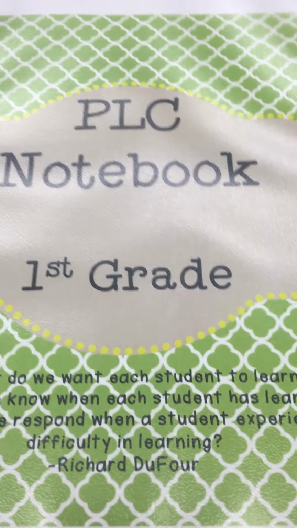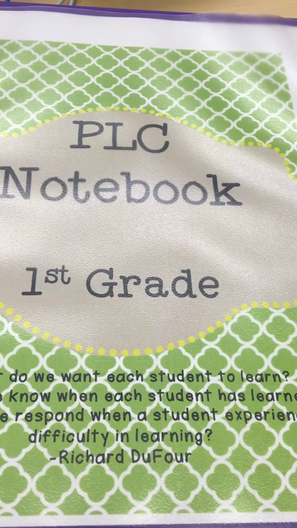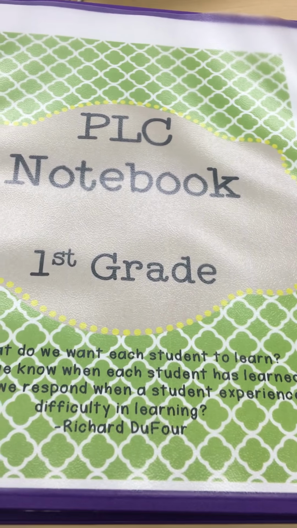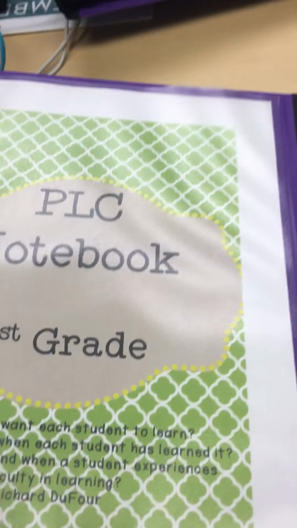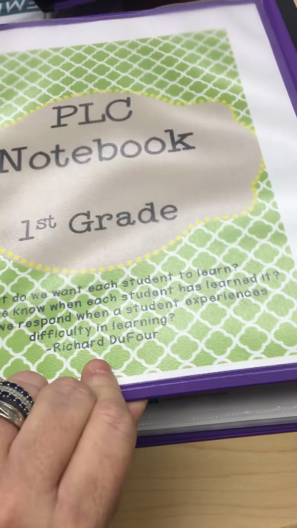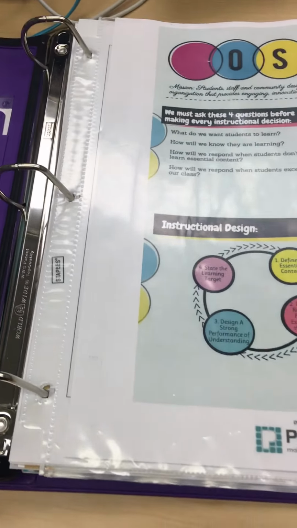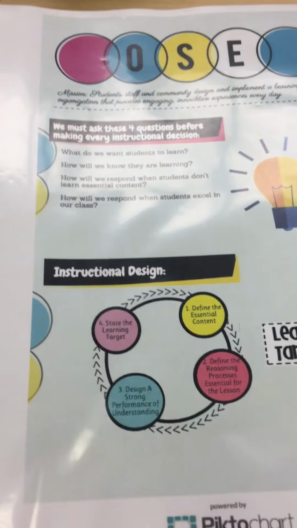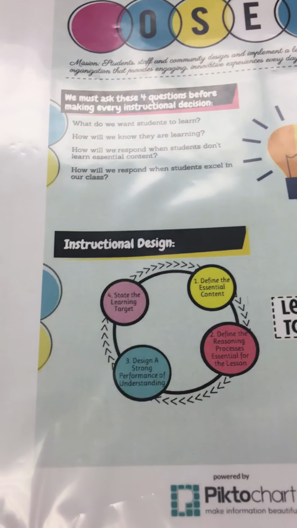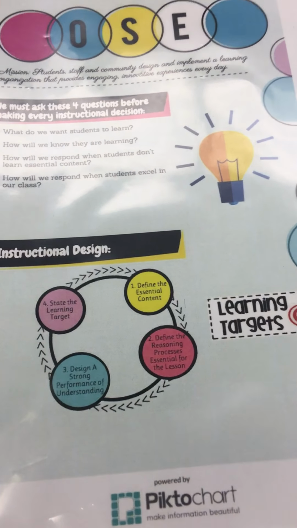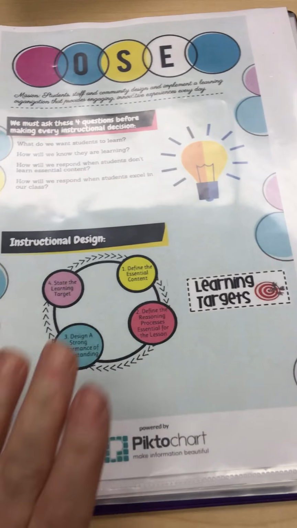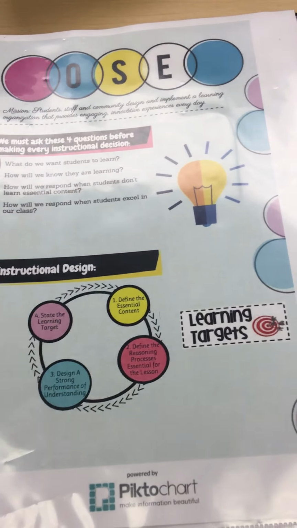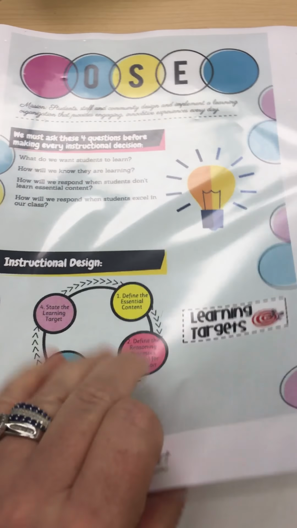Okay, this video is going to take you through and give you a brief look at a grade level PLC binder. All the grade level PLC binders are pretty much the same. So I have one from first grade, and the first thing that's in it is just our campus mission statement and the 4 questions we ask before making any instructional decisions. This is something that we had previously, and so we put that in here just to kind of keep ourselves focused.